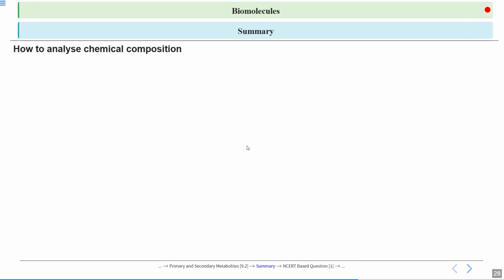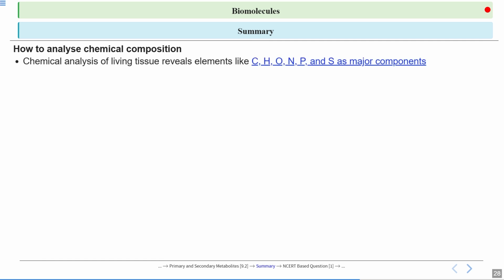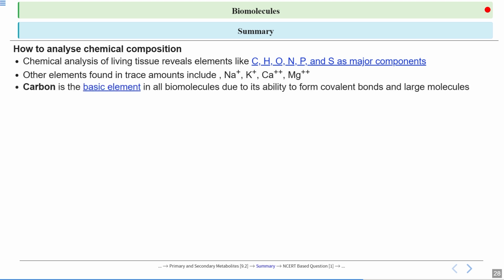Okay, now let's summarize this entire lecture. We have discussed the theory. Now let's discuss the summary. How you can analyze the chemical composition. Basically, chemical analysis of living tissue reveals elements such as carbon, hydrogen, oxygen, nitrogen, phosphorus, and sulfur. These are the major components present in the living tissues. Remember this. Some other inorganic elements present are sodium, potassium, calcium, and magnesium.